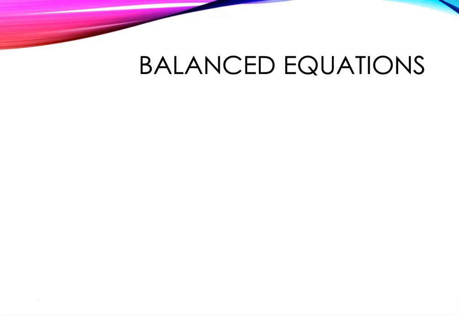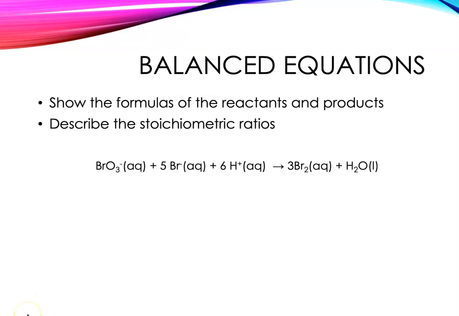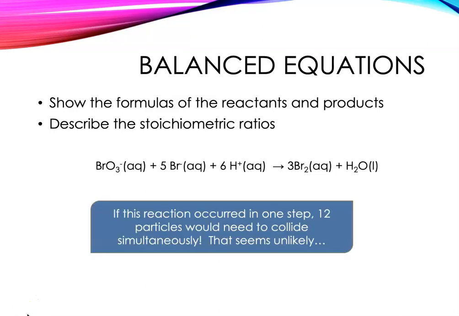So let's go back a bit and talk about balanced equations a little bit. We know that balanced equations show the formulas of all the reactants and the products, and when it's correctly balanced, the coefficients show the stoichiometric ratios of all the reactants and products, which is really important. So if we look at this equation here, if this were to happen in one step, we'd have 12 particles colliding simultaneously, and that just isn't likely. That's just not very probable.